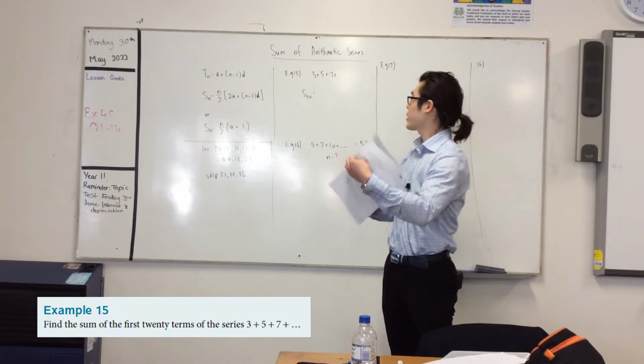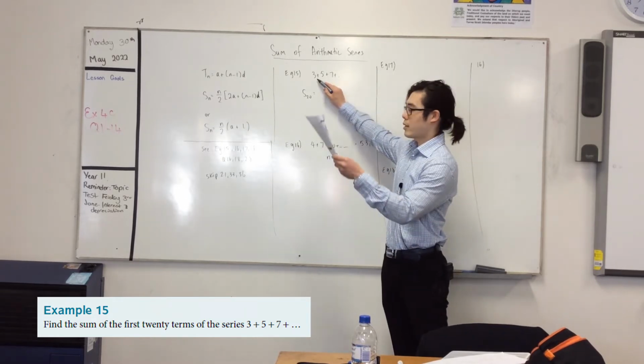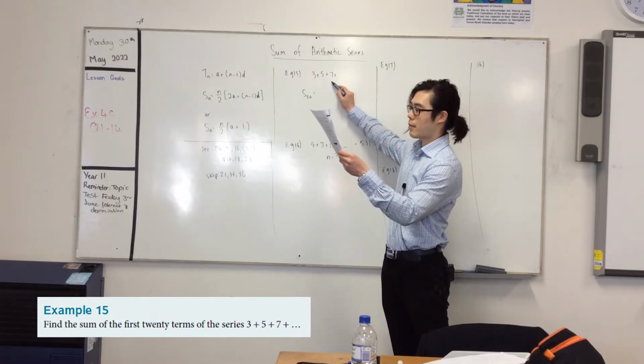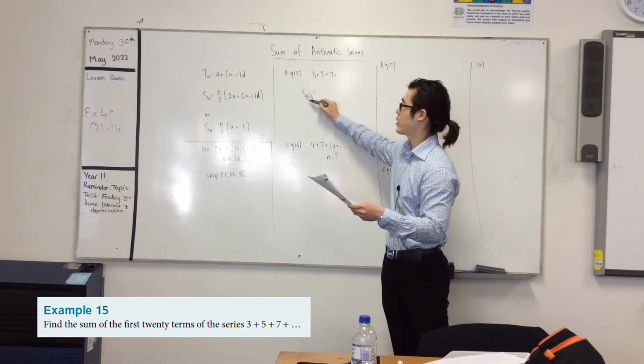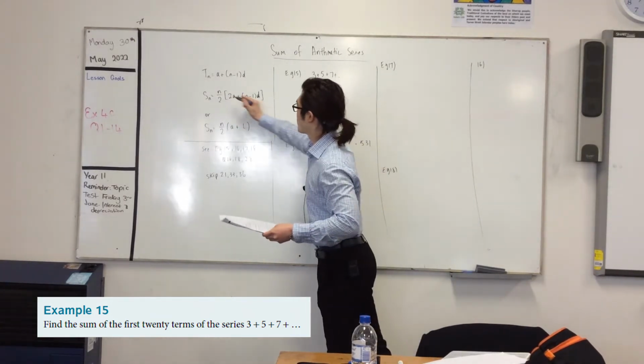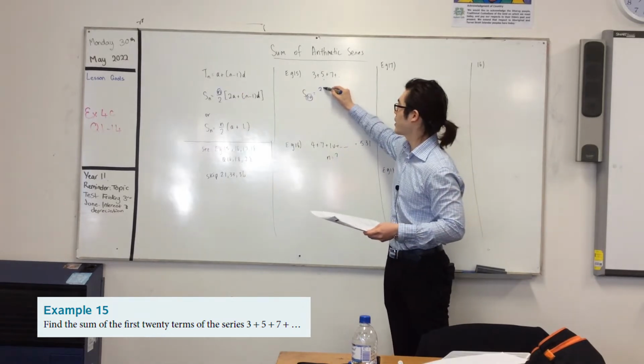So if you have a look at example 15, it's a very basic question to start off with. So you've got the series starting with this. They want you to find the sum of the first 20 terms. So S20 is what they're asking for. So in order to know that, let's plug it in here. So from here, we know what that is. There are 20 terms. So n is 20 over 2.